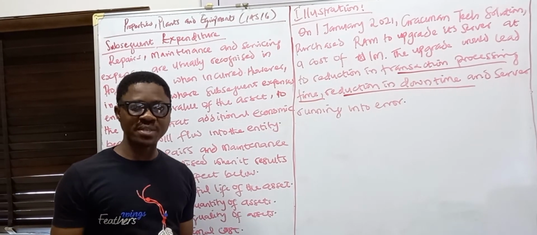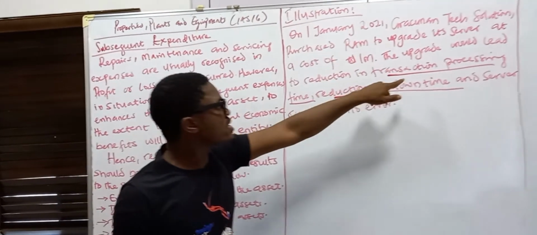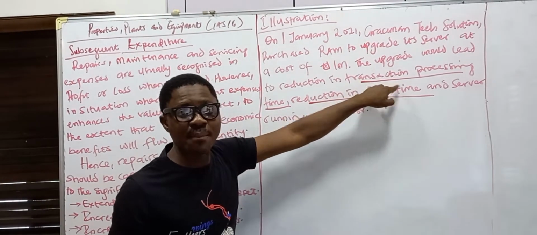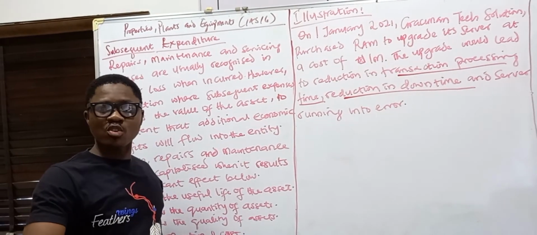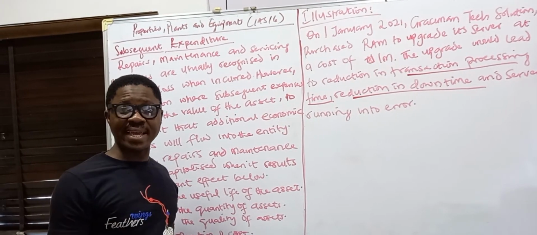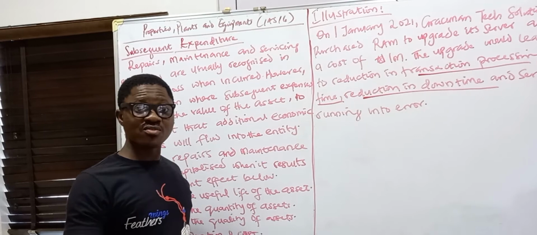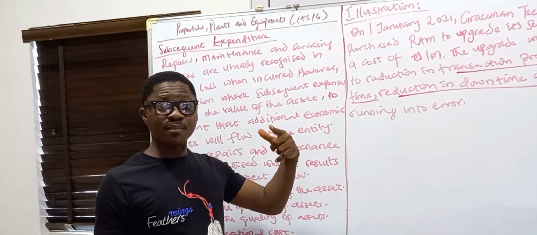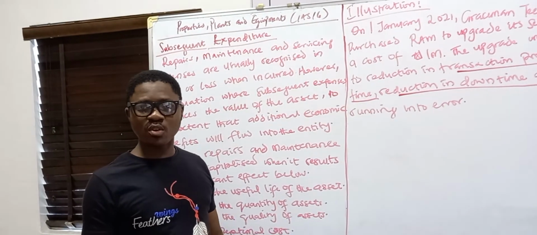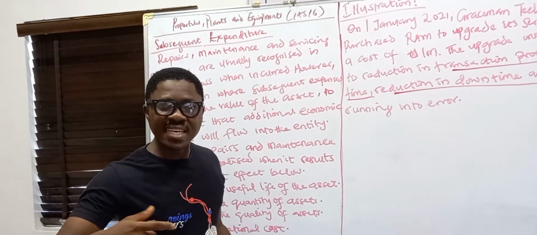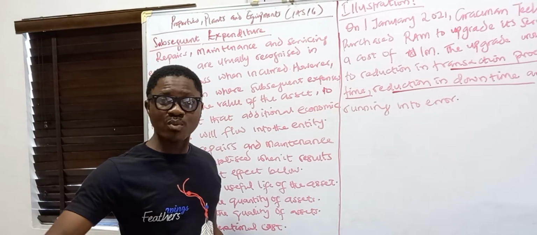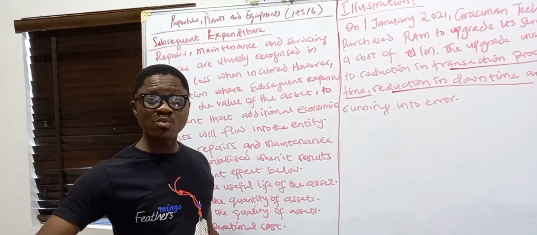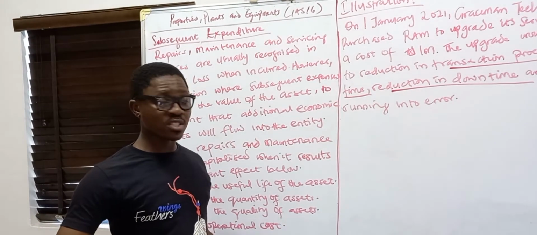So this simply means that through the reduction in transaction processing time, the number of transactions the server will process per time will increase. And when the transaction processing time reduces, what is the implication? It simply means that more transactions will be processed in a very little time, and that will definitely grow the revenue of Graceman Technology Solution.